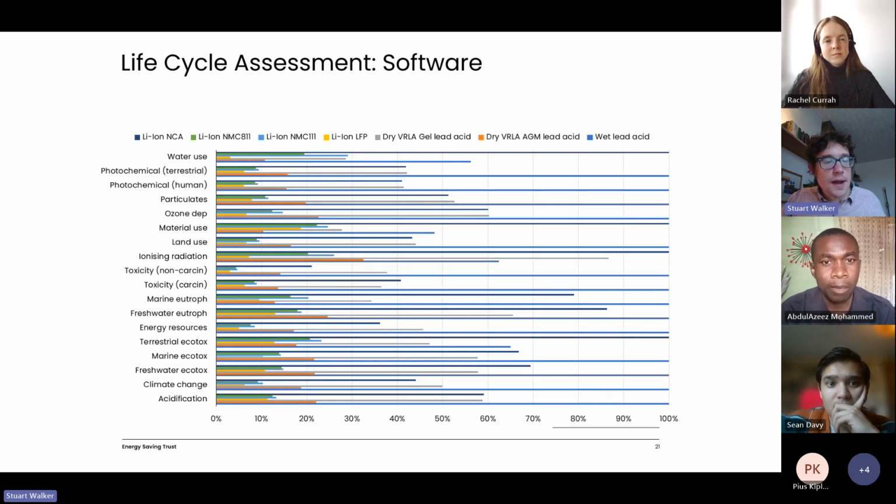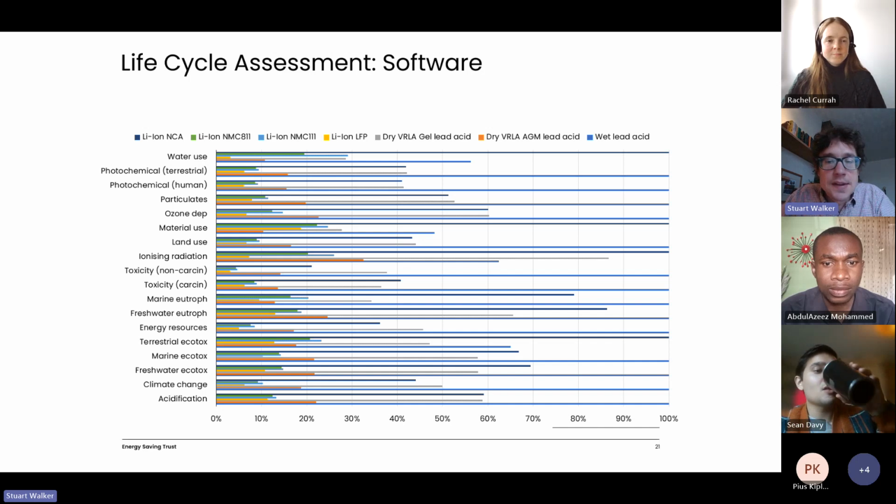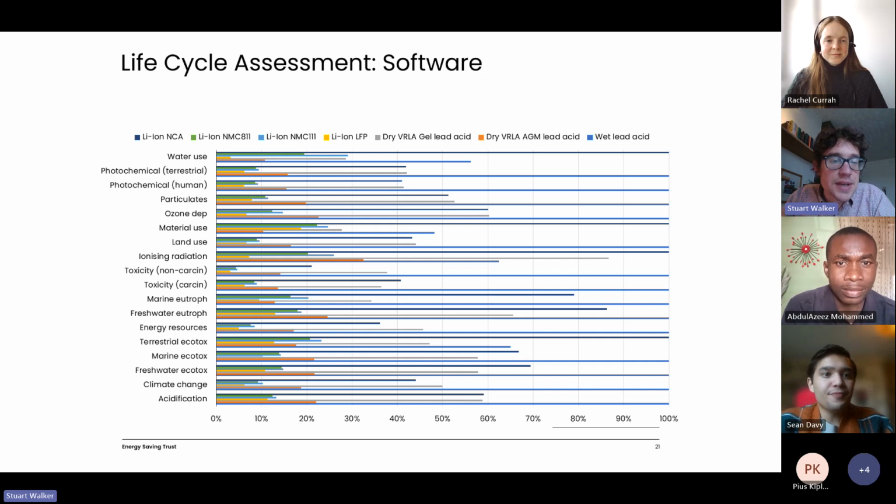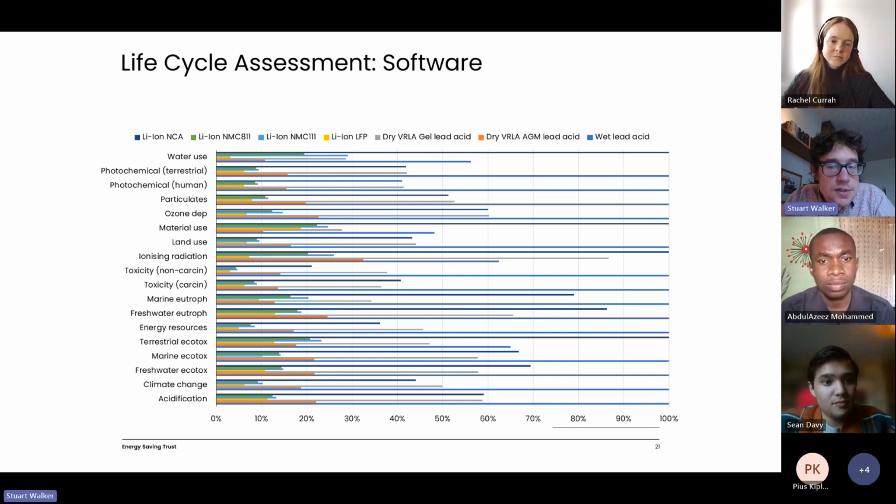Okay, so I'm just going to show an example of the results from an LCA study that I mentioned. I've deliberately made this complicated to show how much information we can get from an LCA study. So I'll take a second to explain what we're looking at here. Down the side, where we've got water use, photochemical, terrestrial, and so on, that's showing us the impacts. Those are the number of impacts that we're looking at in this study. Near the bottom, you'll see climate change.